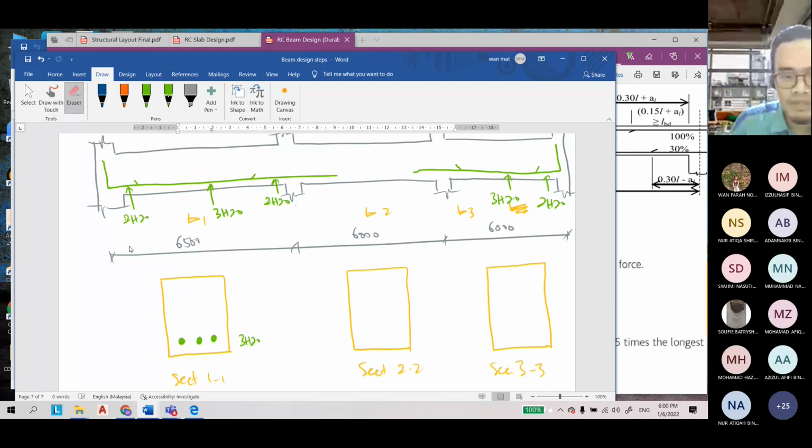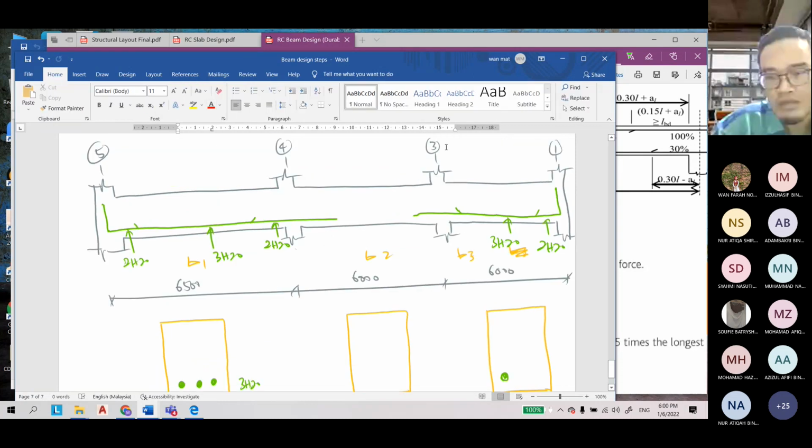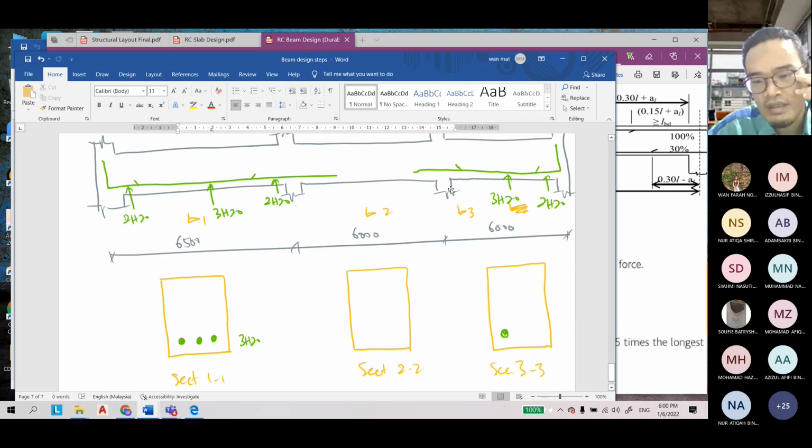So you can write down here. Here is your detail. Section 3.3. Maybe near the support. Okay? It's fine, do it there. Okay, 1 and 2.